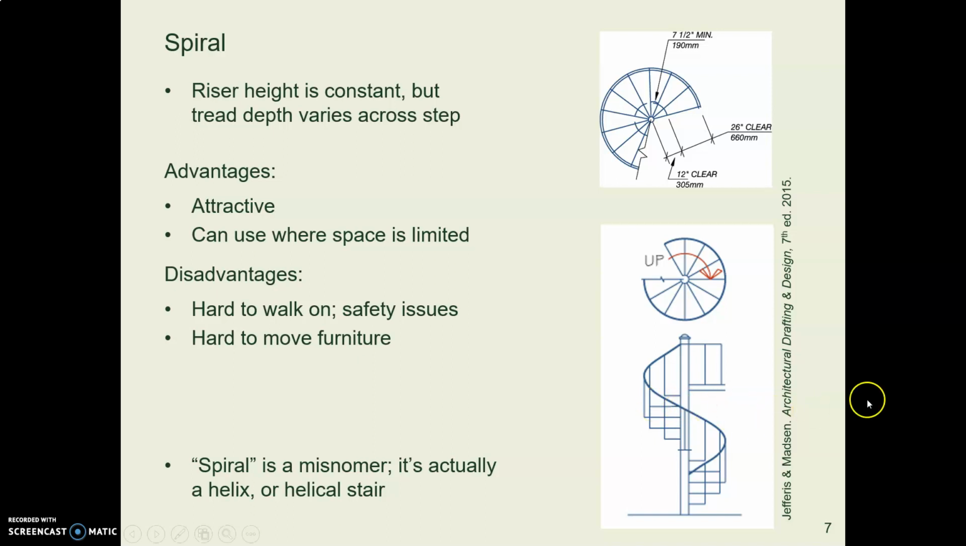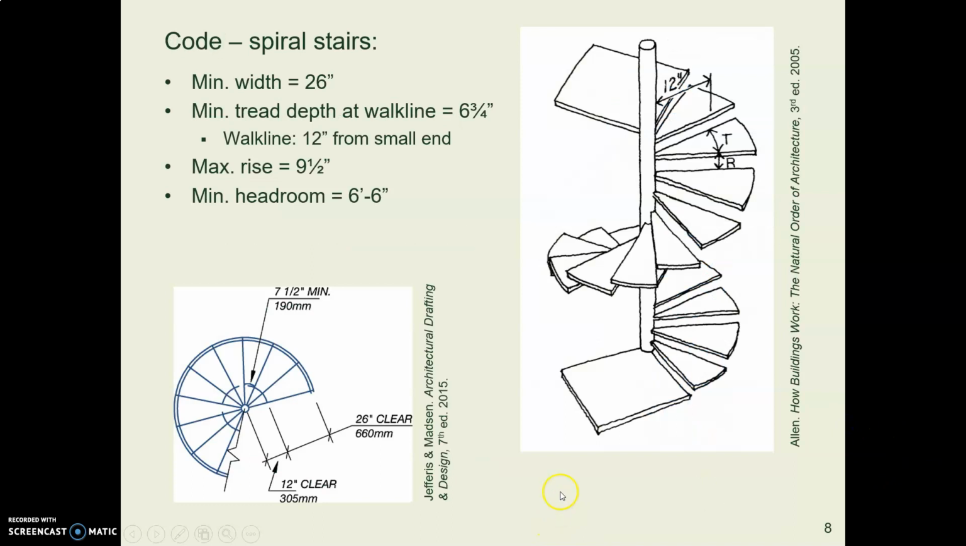Now, people think of spiral stairs as real fancy, but they also have problems. For one thing, it's really hard to move furniture up and down these things, as you can imagine. And for another thing, it's just hard to walk on. If you are walking near the middle of the spiral, that's a little teeny tiny step there, and then out at the outside edge of the step, it's real broad and flat. They're just hard to use.